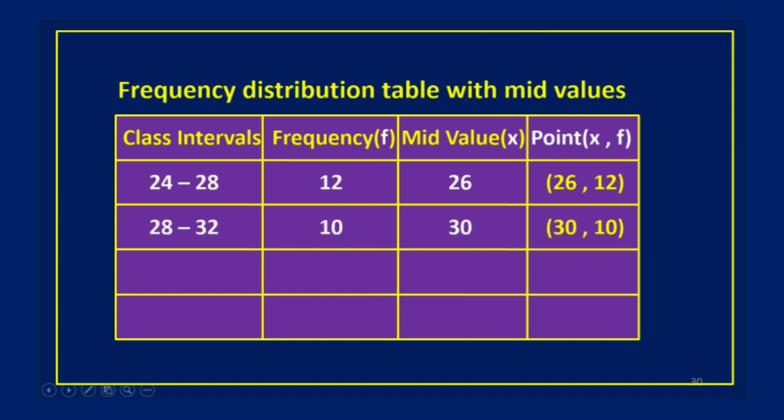Now, I am taking the second one here, 28 to 32, mid value is 30 and the point is 30 comma 10. Third one, 32 to 36, mid value 34, the point is 34 comma 15. Fourth is 36 to 40, mid value is 38 and the point is 38 comma 9. Using these points, we have to construct the frequency polygon.